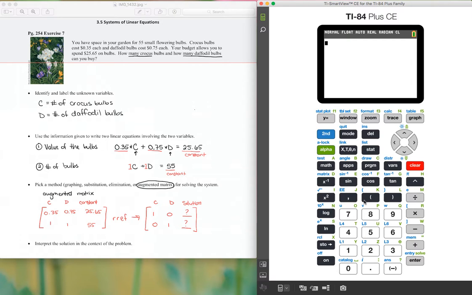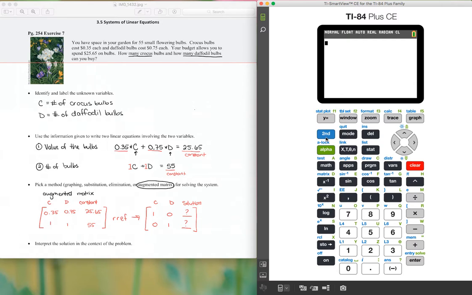In this video, I'm going to show you how to solve the problem in your textbook, exercise 7 on page 254, using your calculator and the augmented matrix. So in the previous video, we set up our two equations with our two unknown variables, and then we wrote down our augmented matrix. Now we're ready to go to our graphing calculator and have our graphing calculator row reduce this augmented matrix into echelon form so that we can get the solution to solve this system.